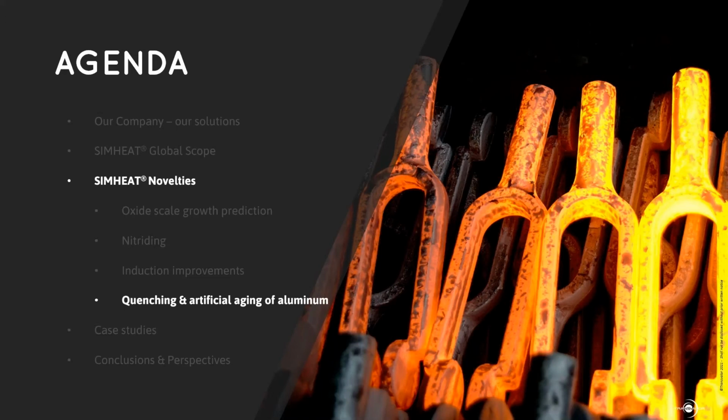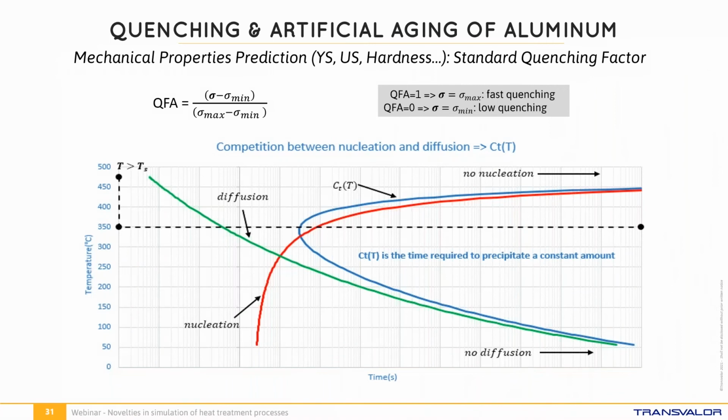Another novelty concerns the quenching and artificial aging of aluminium. Aluminium is a durable, light material that is easy to cast or form. It is only through heat treatment that it obtains the necessary mechanical properties for industrial purposes. Today, you can model the heat treatment of aluminium alloys. The quenching is taken into account through a phenomenological model based on the calculation of a quenching factor, QFA, that measures the effectiveness of the quenching.